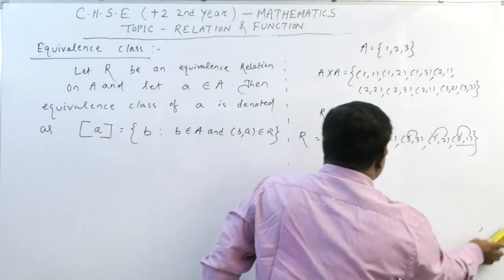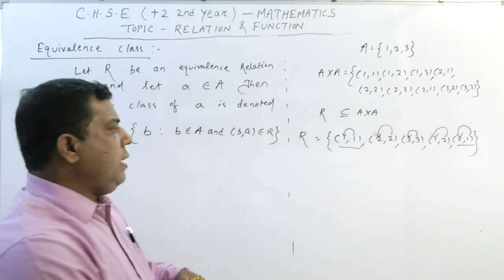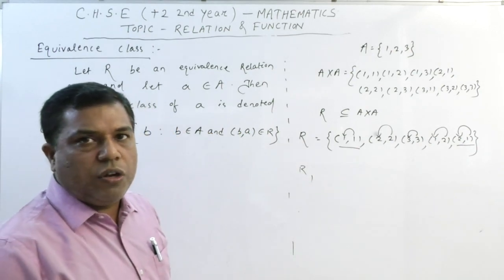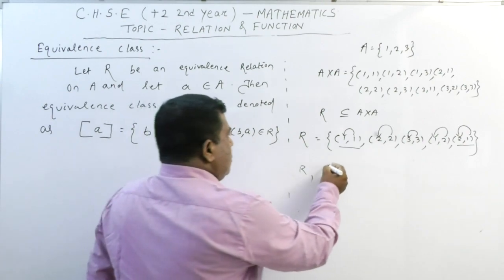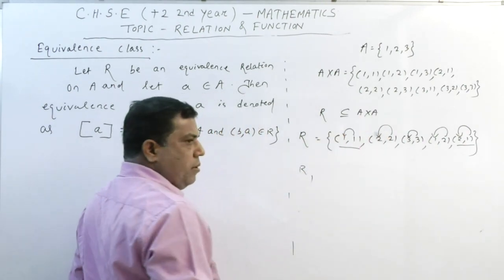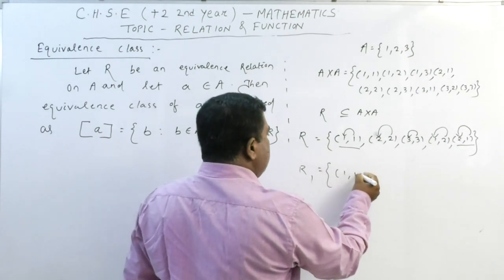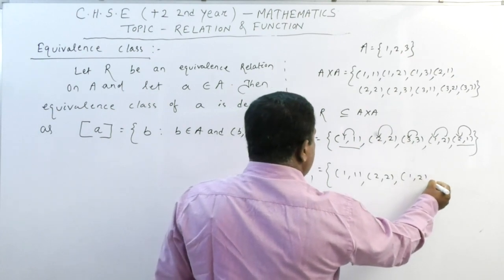You see, one relation is taken. Suppose I am taking another relation R1. That is on A, that is from the product set. So R1 is also from A cross A. Suppose R1 equal to {(1,1), (2,2), (1,2), (2,1)}.